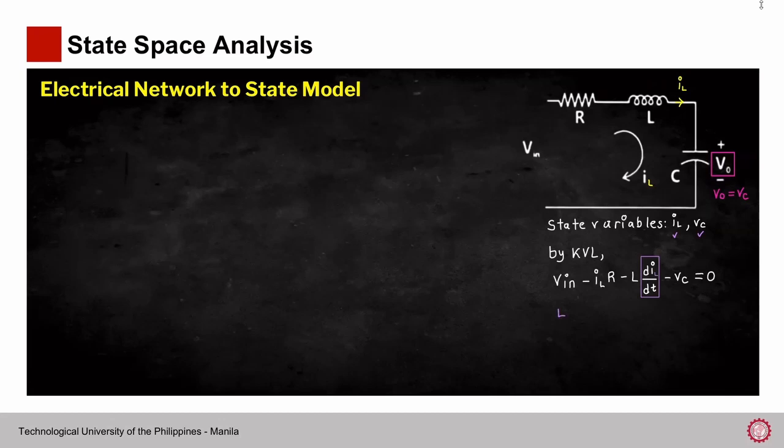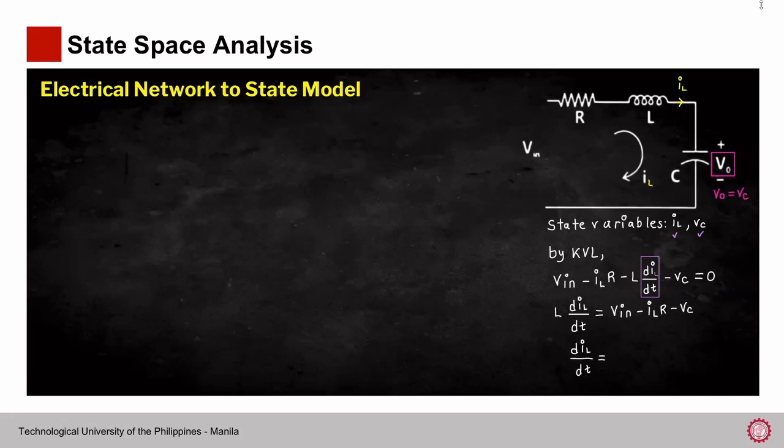So what will happen guys, we have L dI_L over dt, and this is equal to V_in minus I_L R minus V_C, right? So we transpose it and then we write it first. But what we need is only dI_L over dt because again, we need the derivative of the state variable. So this is dI_L upon dt.